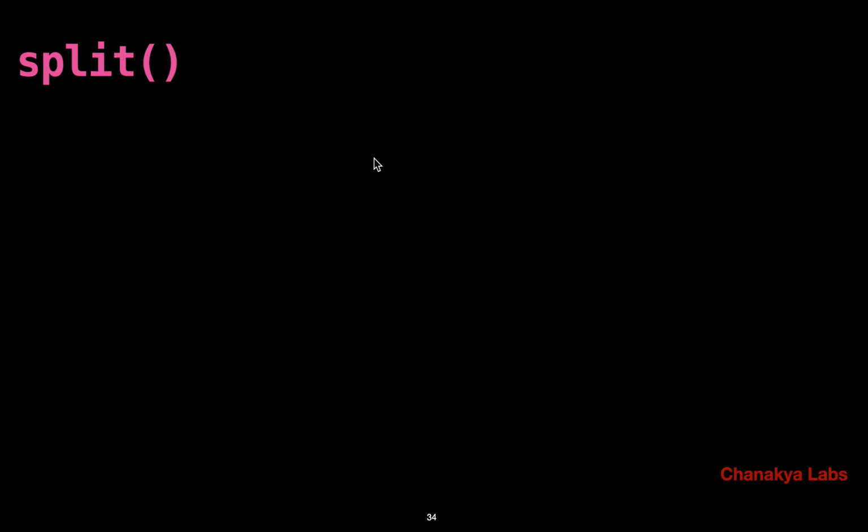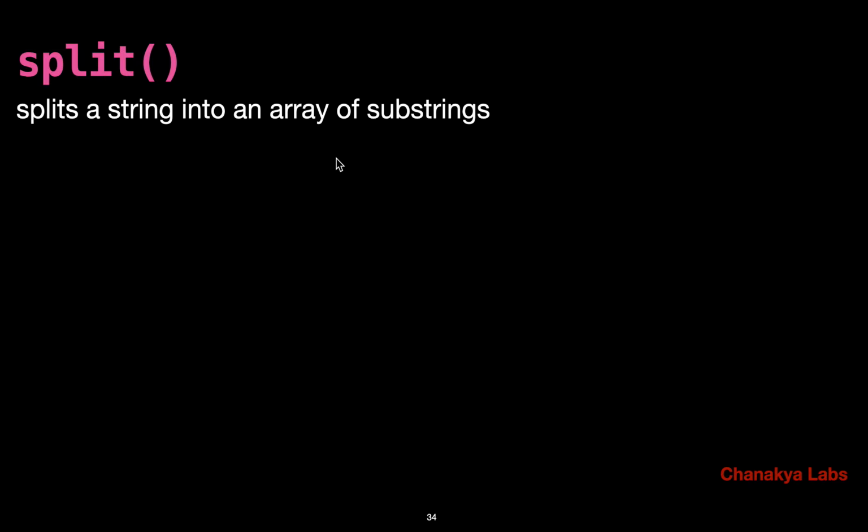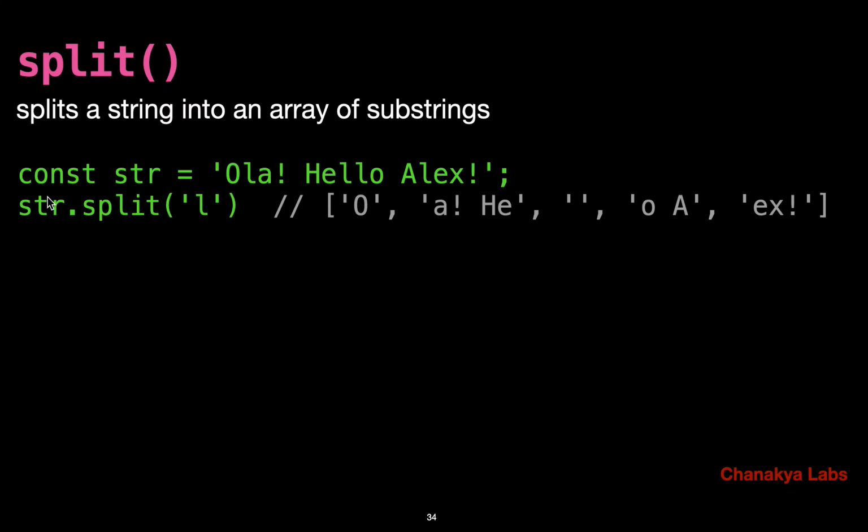Split. Now split we already saw, right? We already saw that it splits a string into an array of substrings, and let's say this string is there, and I was splitting it via L. Then the first part will be O, and then this L is coming, right? So the second part will be from A till this E. And again there are two consecutive L's, so there will be another empty string, and then again we will start with OA, and then again L is coming, and then EX exclamation mark.